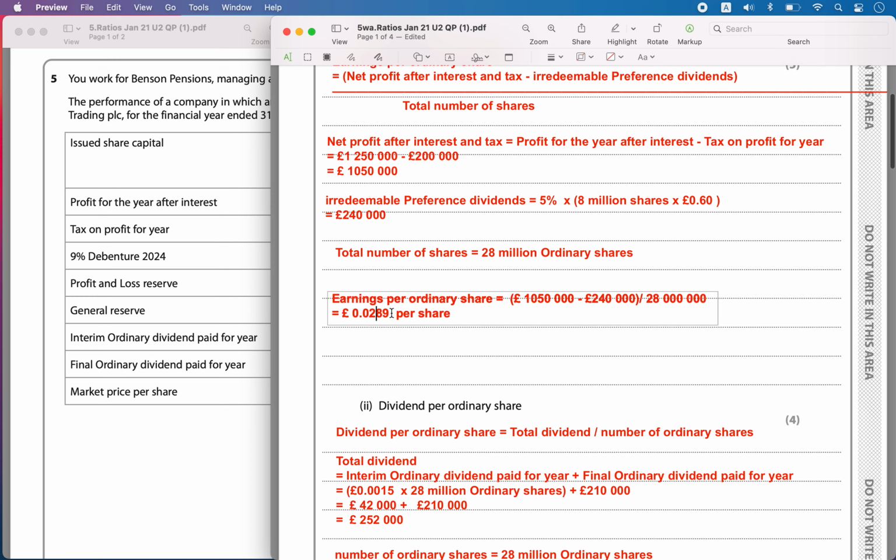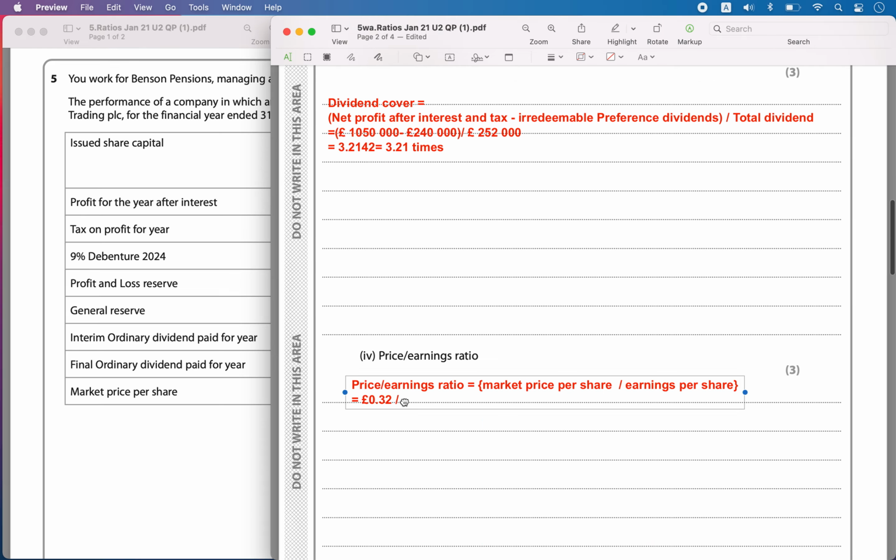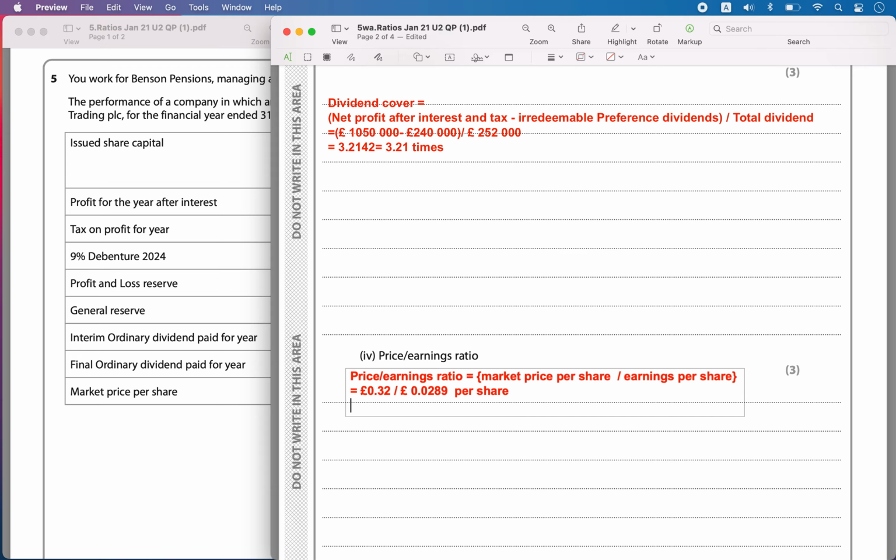Okay, what was the earnings? We had calculated EPS here. It was 0.029 pounds per share. So that is going to be equal to 0.32 divided by 0.0289. So that is going to be equal to 11.07 times. Okay, so the PE ratio was 11.07 times.